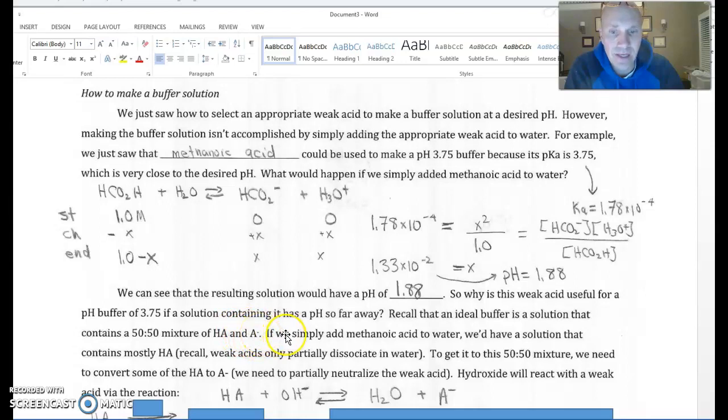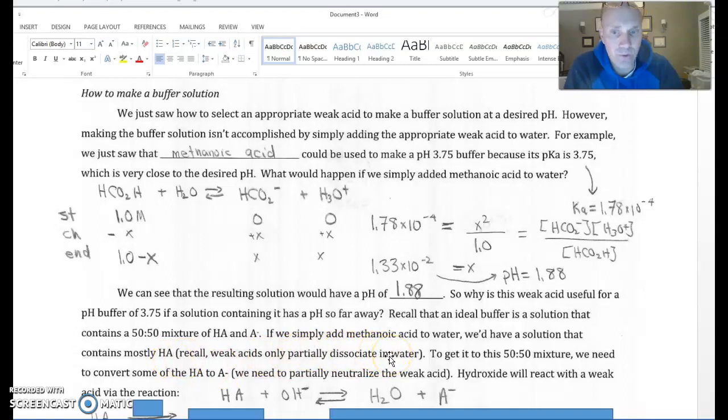If we just simply take some methanoic acid and add it to water, we wouldn't have a 50-50 mixture of the acid and conjugate base. We would have a solution that contains mostly just the acid form. Remember, it's a weak acid. Weak acids are acids that only partially dissociate when you add them to water.